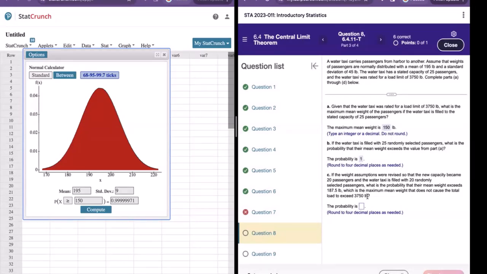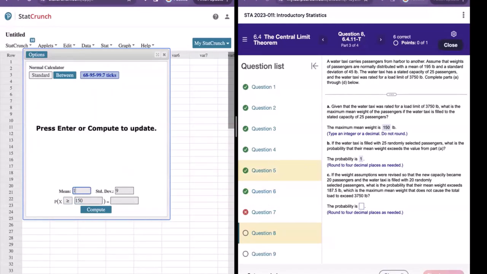Oh, I didn't expect part C. If the weight assumptions were revised so that the new capacity became 20 passengers and the water taxi is filled with 20 randomly selected passengers, and the new load, so I have to find a new thing to go here. I have to change this to 187.5. That's not what it says, though. Wait, no, it's not at all. I'm so sorry. You really have to read these and not just hope that it is what you want it to be. So no, 187 is supposed to be here.